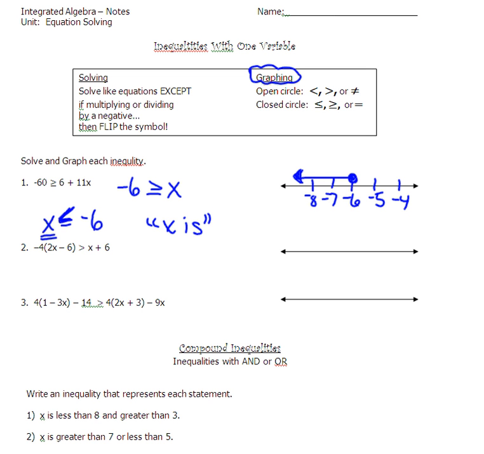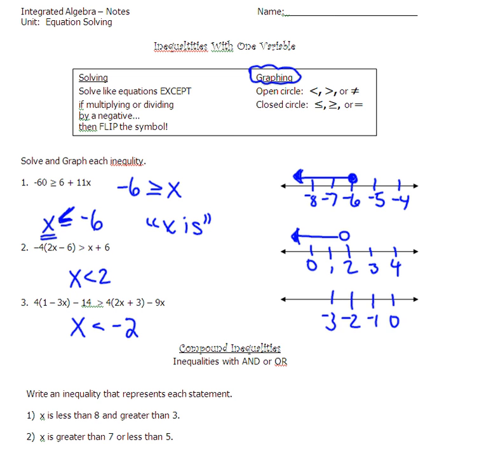Number two also may have involved a flip, depending on where you solved for x, but this is x is less than 2. So I would have 2 in the middle of my graph. It would be an open circle, also heading to the left. And number three, I got x is less than -2. Hopefully you got the same thing. If not, go back and check your work, see if you can get to that answer. In the middle of my graph would be -2, and it's an open circle going to the left.